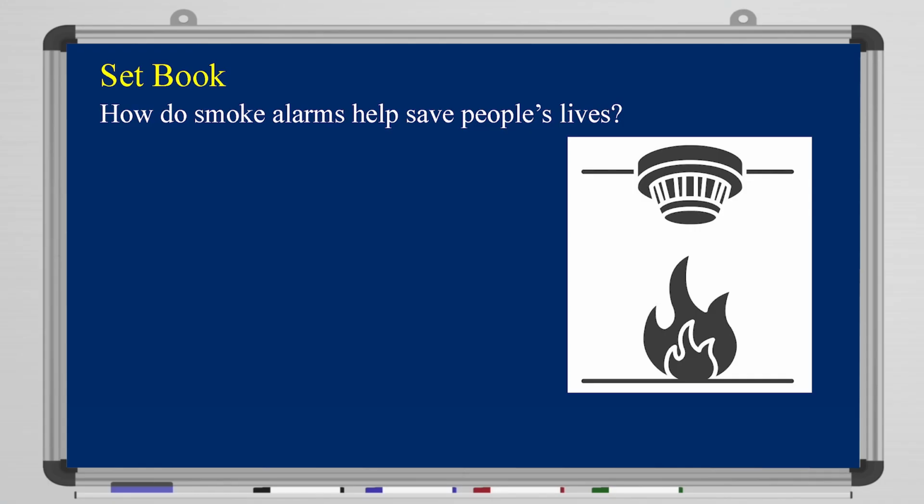So it's not just cars, but also different cases as well. So now let's take a look at each one of them and answer the set book questions. So first, how do smoke alarms help save people's lives? And before we start, think about it. Where can we use the smoke alarms? Where can we put them? Can we use them in the kitchen? Or can we use them in the hallways? Or maybe in rooms? What do you think?